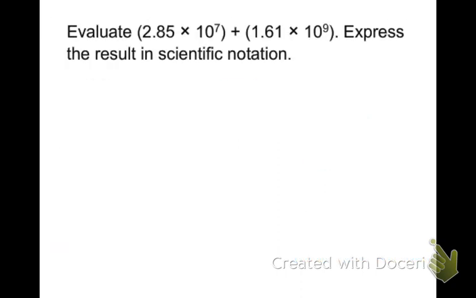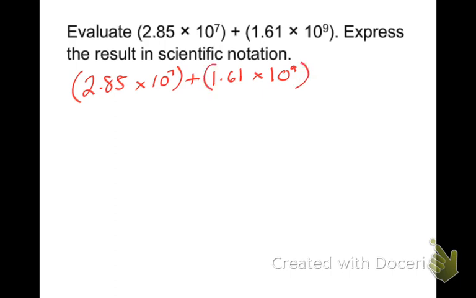Okay, pause the recording, and I want you to try the next one on your own. Okay, so we're taking our 2 and 8500ths times 10 to the 7th plus 1 and 6100ths times 10 to the 9th.